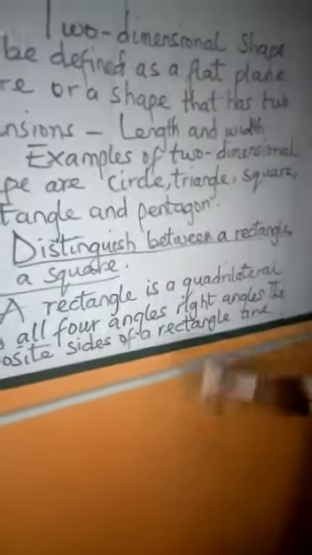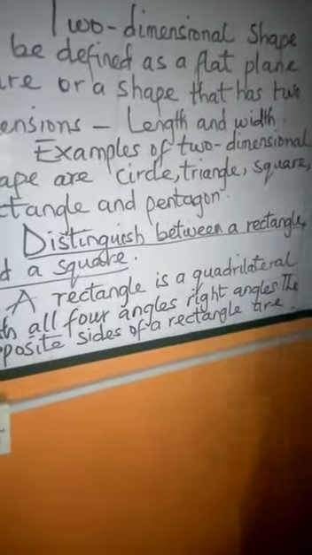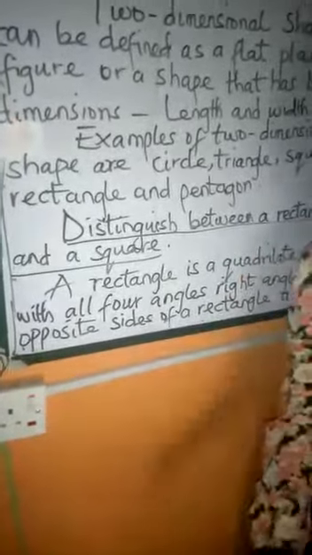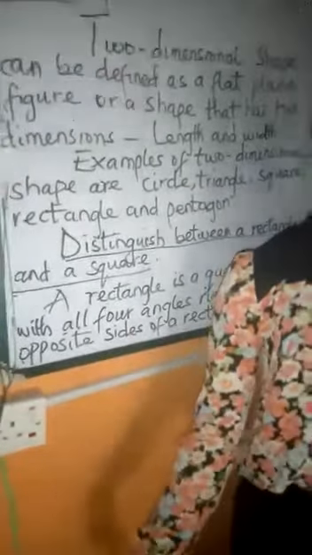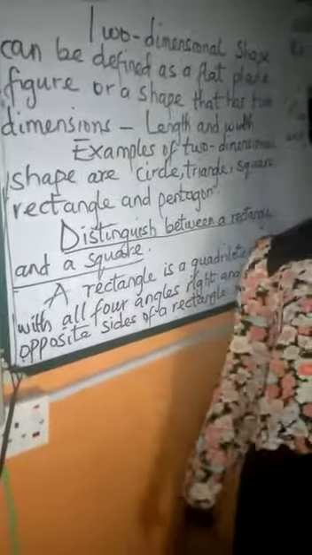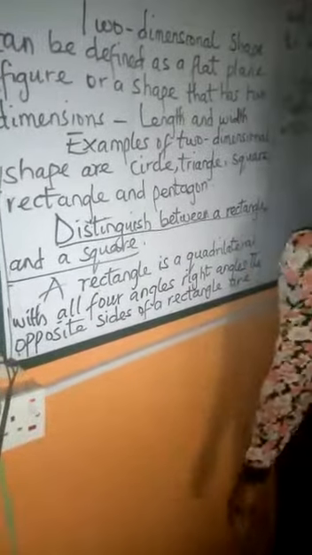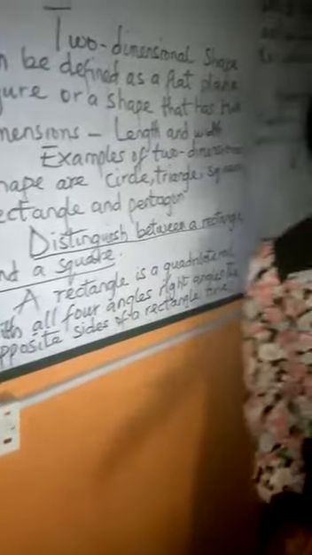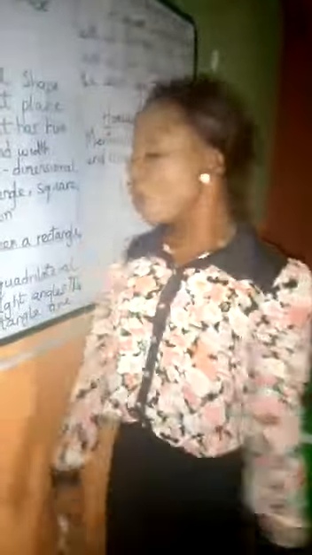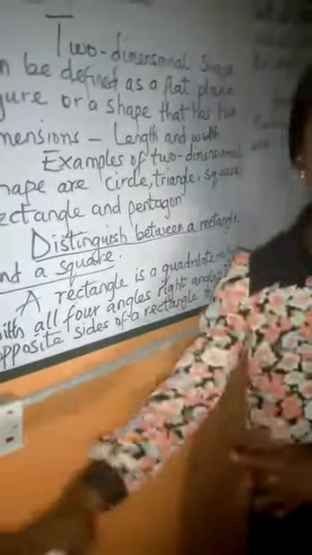In order to differentiate between a rectangle and a square: a rectangle is a quadrilateral. You know what a quadrilateral means? A plane figure with four straight sides. A rectangle is a quadrilateral with all four angles being right angles.